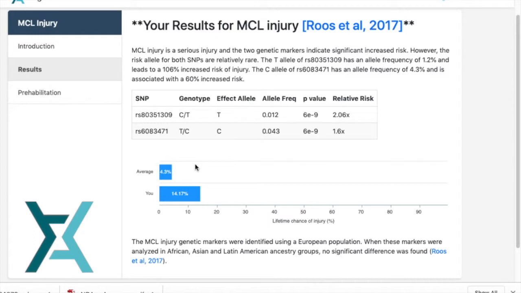Here we show that on the average, 4% of people had MCL injury. Now this percentage can be much higher for people playing certain sports. So it's much higher for people who ski or play football, for example. And a person like this, carrying one T and one C, would have an increased risk of twofold and then 60% on top of that. So this would come out to a 14% risk for MCL injury, much higher than 4%.